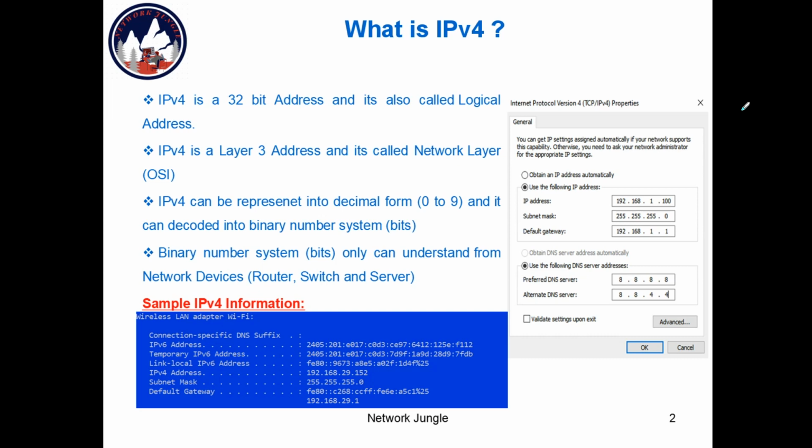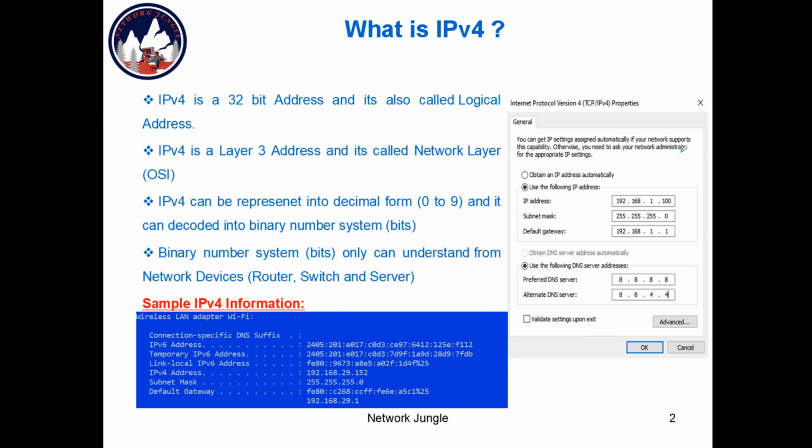Then it can be represented in the decimal number system, that is 0 to 9. The radix of the decimal number system is 10. Finally, it can be converted into the binary number system, that is zeros and ones, because any electronic equipment can understand only the binary number system.